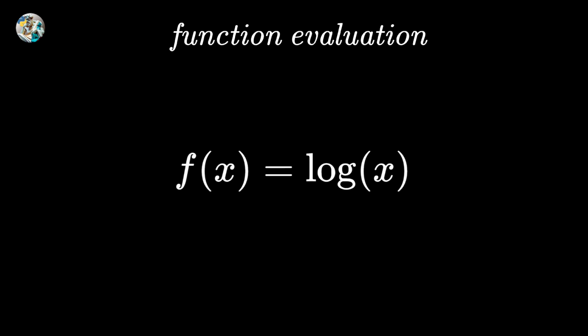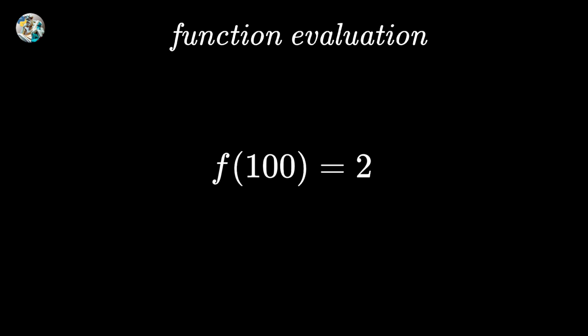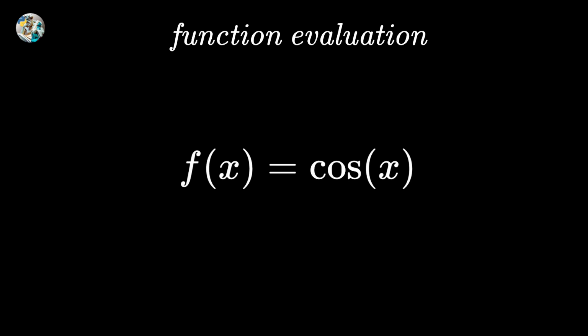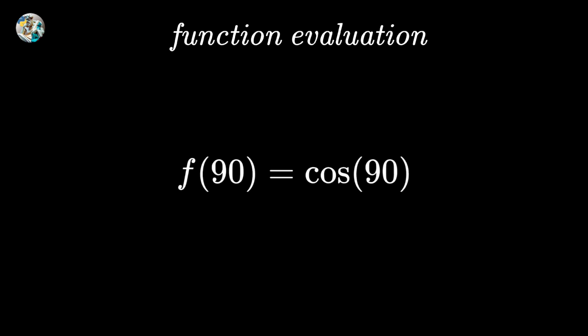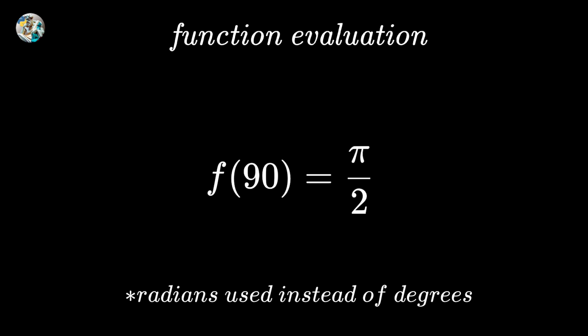Same thing goes for other functions like logarithmic functions, like this one. f of x is equal to the log of x. To find f of 100, we basically substitute x with 100, which comes out to 2. And note that when logs don't have a base, it's always 10. We can also try them with trigonometric functions. Say we have a function f of x equals cosine of x. To get f of 90, we'll have to get the cosine of 90, which is pi over 2. Note that we used radians instead of degrees for this evaluation.